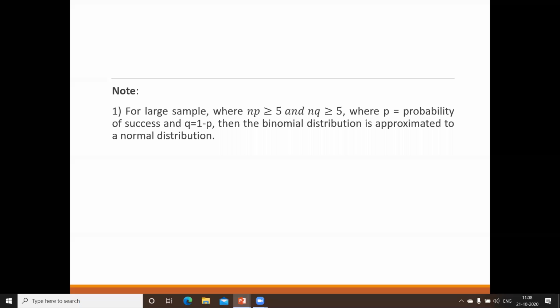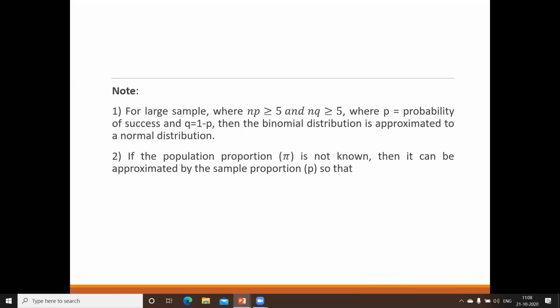Clear? We also have a population proportion, which is given by pi. If it is not known, then we can make use of the formula sigma p equals square root of p into bracket 1 minus p divided by n. This will help me get the value of sigma p. In the previous formula it was square root of pi into bracket 1 minus pi divided by n. So if pi is not known, that is, your population proportion is not known to you, then we can make use of the sample proportion p. That is how we can use this formula as well.